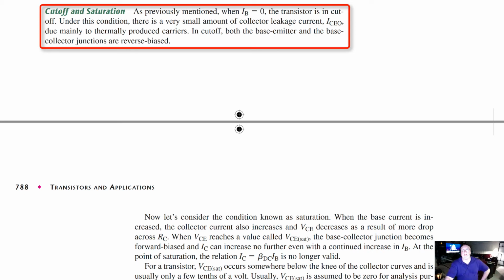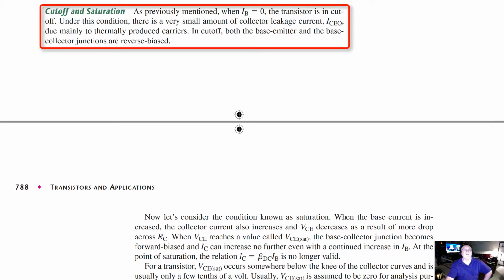More of the Class A BJT amplifier. So we left off with cutoff and saturation. As previously mentioned, when the base current is equal to zero, the transistor is in cutoff.